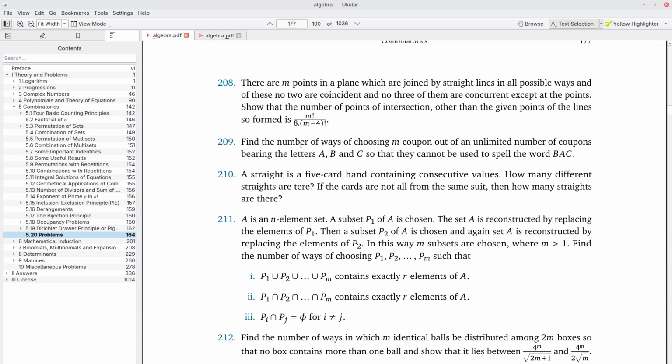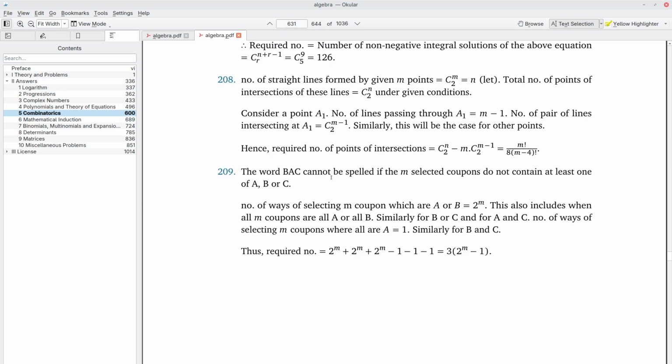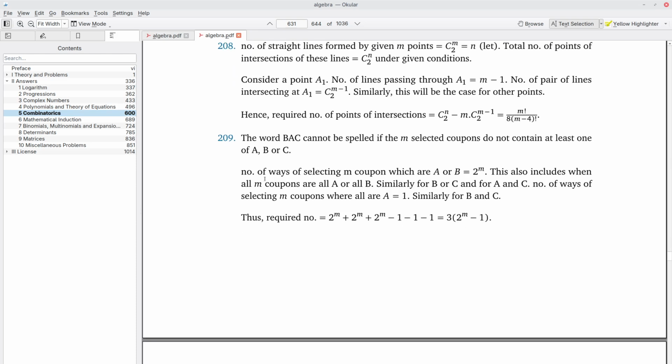Question 209 says: find the number of ways of choosing M coupons out of an unlimited number of coupons bearing the letters A, B, and C so that they cannot be used to spell the word DAC. The word DAC cannot be spelled if the M selected coupons do not contain at least one of A, B, or C. The number of ways of selecting M coupons which are A or B is 2 to the power M. This also includes when all M coupons are all A or all B. Similarly, for B and C and for A and C. The number of ways of selecting M coupons where all are A is equal to 1. Similarly, for B and C.